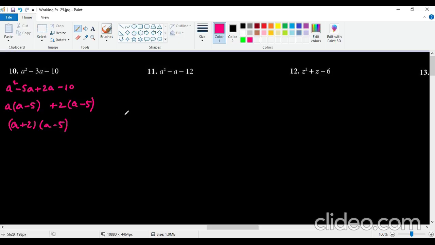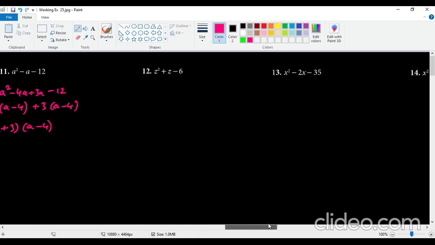Now comes question 11. How do we get 12? We get 12 from 3 times 4. So I will write a square minus 12 and plus 4a minus 3a is going to give us a negative 1. It's opposite inside. So minus 4a plus 3a. Now I can see a is common in both of them. A minus 4 and a minus 4 copied once again, and plus 3 in the middle. So a plus 3 and a minus 4 is going to be the answer for this question.